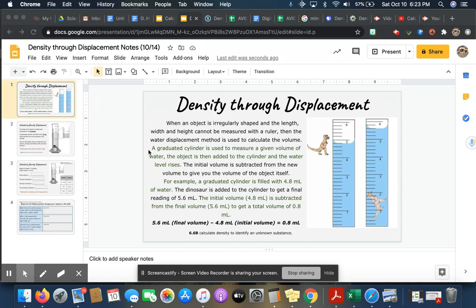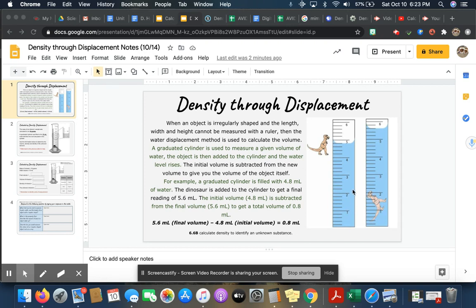A graduated cylinder is used to measure a given volume of water. The object is then added to the cylinder and the water level rises. The initial volume is subtracted from the new volume to give you the volume of the object itself. So if we look over here, I've got my little T-Rex, right? Here's my first graduated cylinder with the T-Rex out. So I'm first going to locate what the initial volume is before I put anything in it.